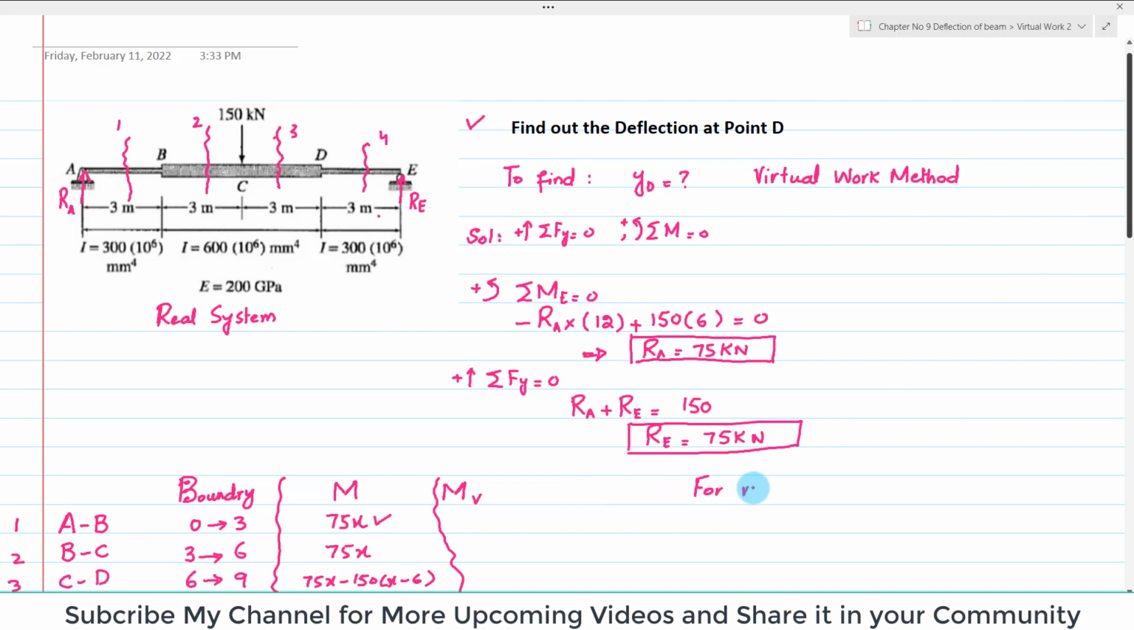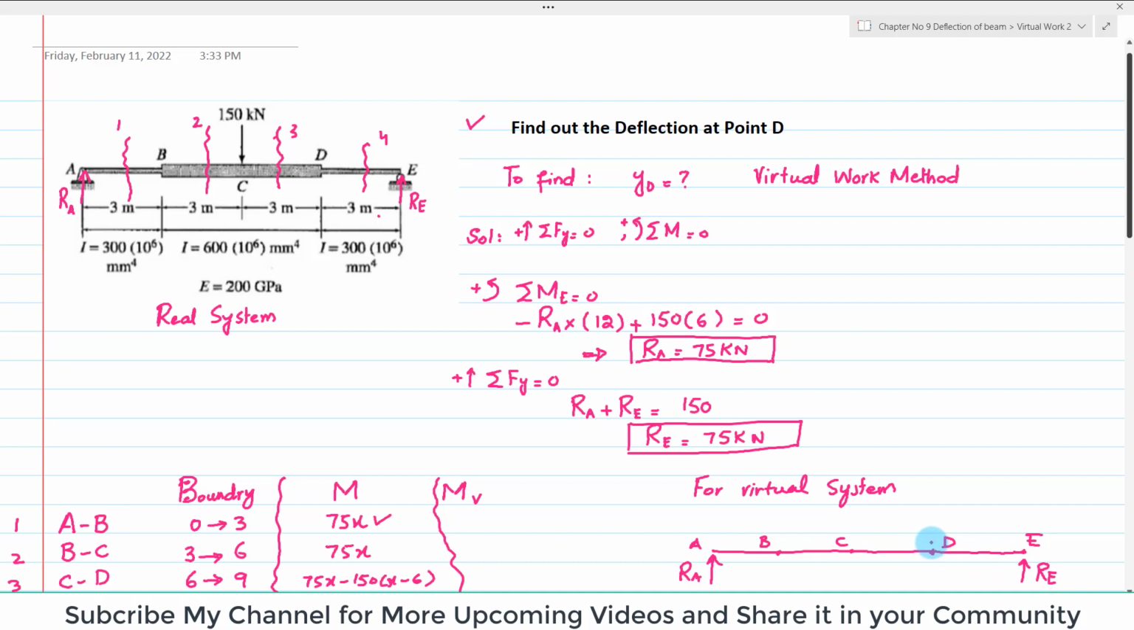For the virtual system, I will draw the line diagram. I will not draw the whole beam. You can see there is a reaction force RA at point A. This is point A, this is point B, this is point C, this is point D, and this is point E. The reaction force at point E is RE. Okay.